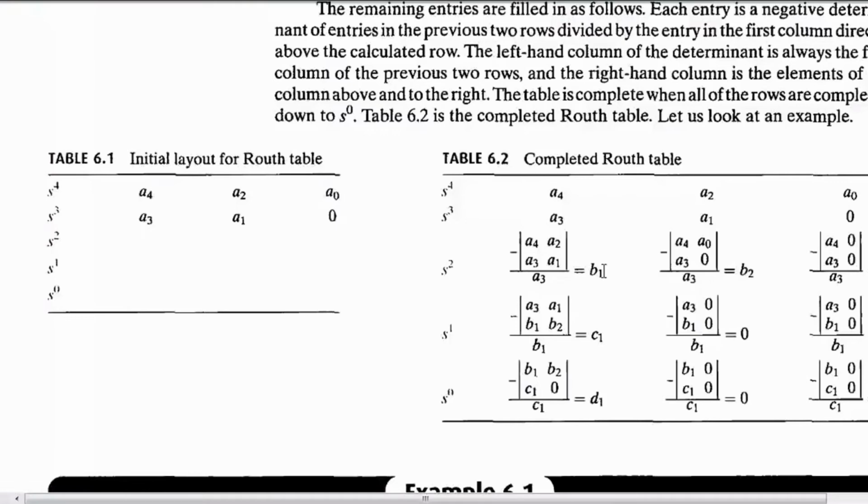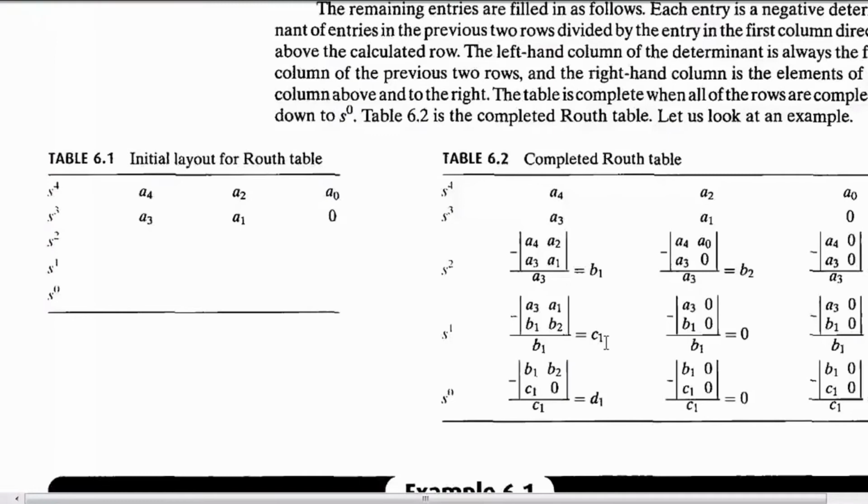So in S1 we say A3 and B1 and A1 and B2 here divided by B1 is equal to C1. So C, after B, we'll consider it C1.